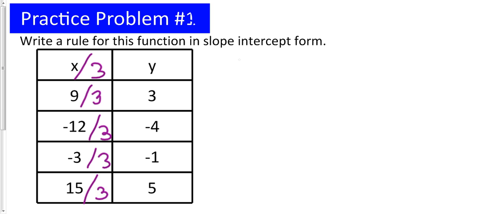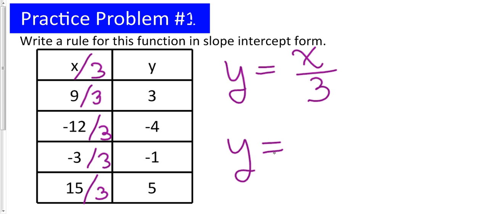So we could think of this as y is equal to x over 3. Or another way to write this, which would give me the same result, is if I take 1/3 and I multiply it by x, I will get my y. And that's how we write rules for functions.